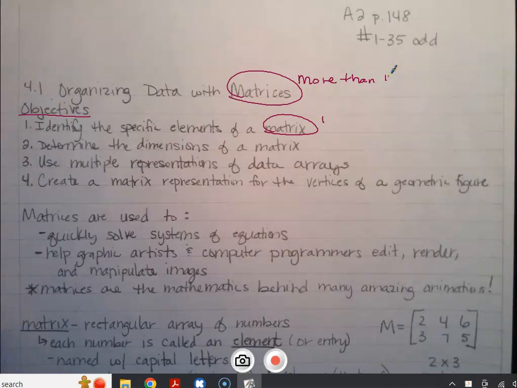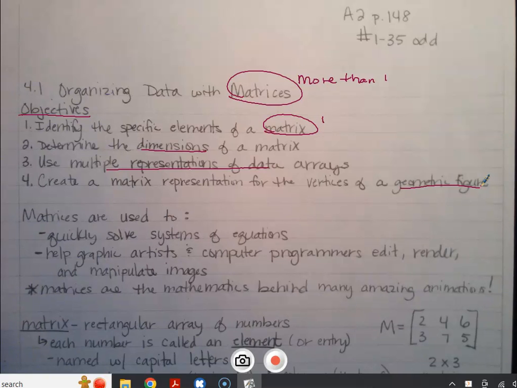It's not similar to the movie at all, although you might feel like you're in a different world. We're going to determine the dimensions of a matrix. We're going to use multiple representations of data arrays. So we're going to make matrices today out of different kinds of graphs and data arrays. And then that goes into 4. We're going to create a matrix representation for vertices of a geometric figure. So we're also going to take them out of the coordinate plane, a geometric figure that's graphed on the coordinate plane, and make a matrix.